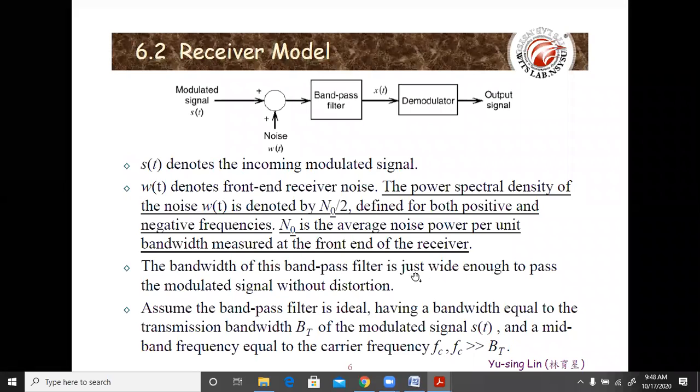So the bandwidth of this band pass filter is just wide enough to pass the modulated signal without distortion. So we fix the bandwidth of the band pass filter in such a way that whatever is there here is passed without any distortion. But however, the noise might get curtailed. Okay, w(t) might become n(t). But s(t) will pass through this. So x(t) will be considered as s(t) plus n(t), where n(t) is the filtered noise, so to say, and s(t) is passed directly without any distortion or filtering.